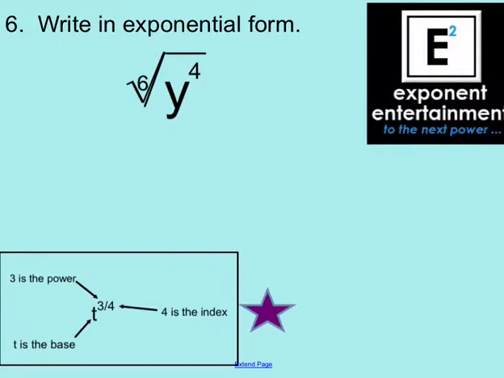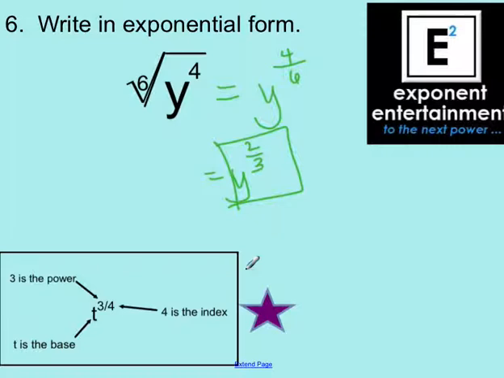Example 6. We want to go ahead and write this in exponential form. So we have y to the 4 over 6. And whenever you can, you should reduce. So we have 4 over 6. Well, they're both divisible by 2, so I would have 2 over 3. So it's y to the 2/3 power. So there it is, simplified all the way.